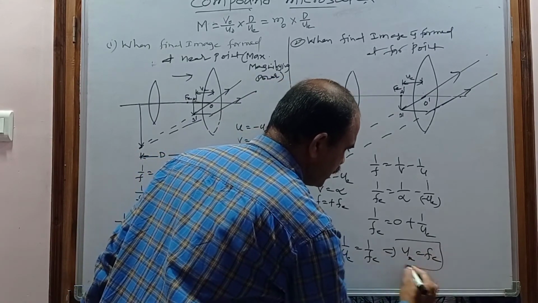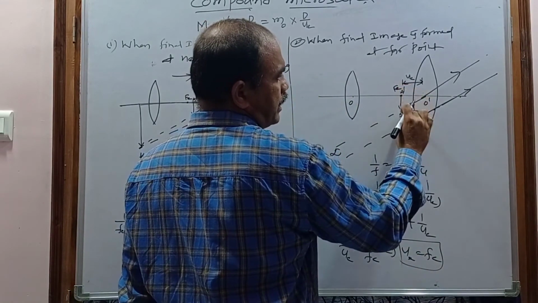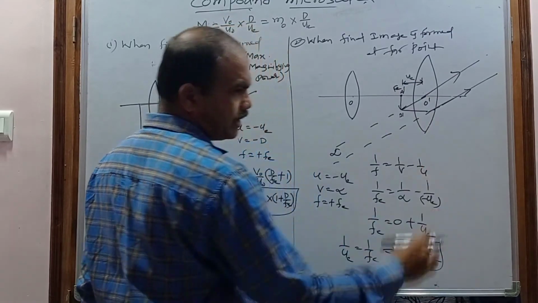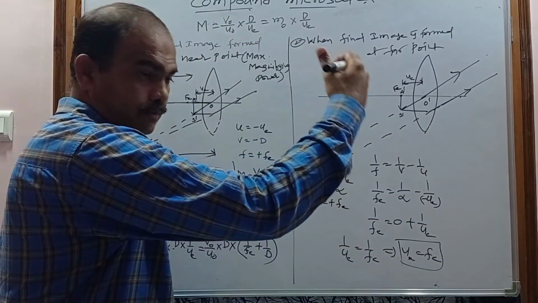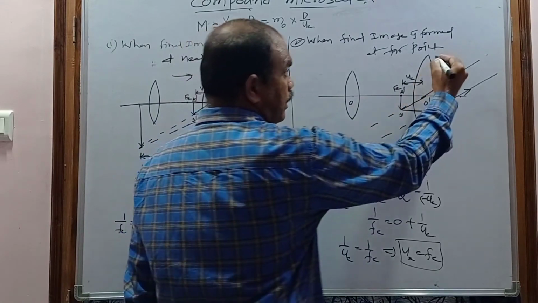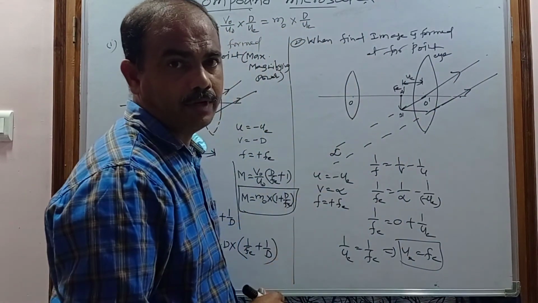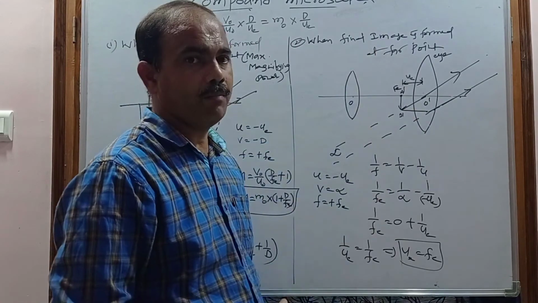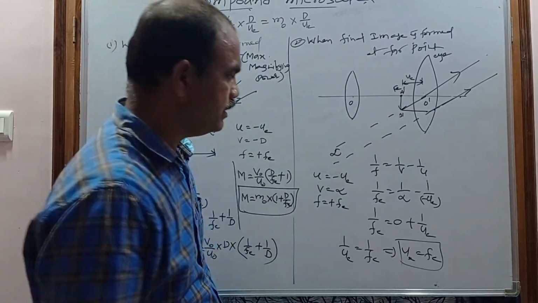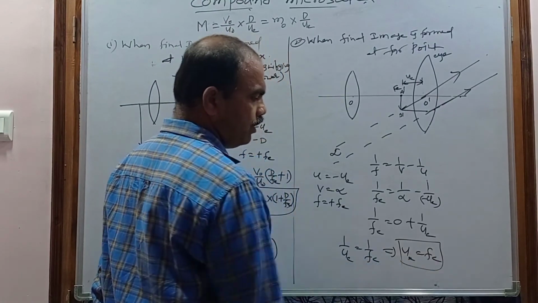The object A dash B dash is kept exactly at the focus of the eyepiece. This is the eyepiece. Then the image is formed at infinity, that will be called the far point. Then our eye will be relaxed. So in this case u suffix e becomes f suffix e.